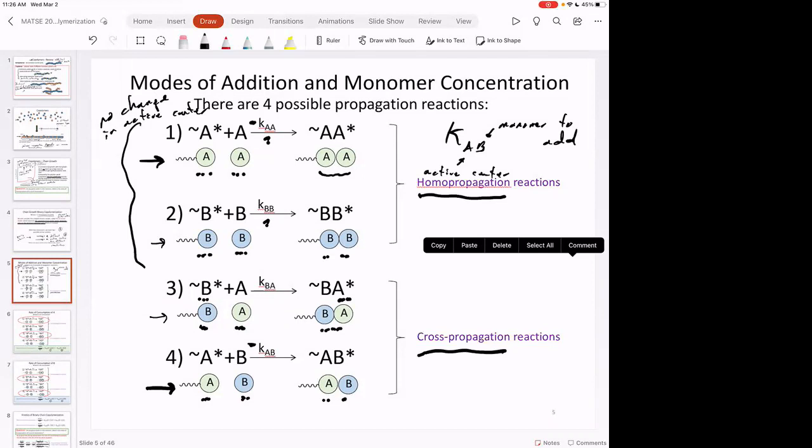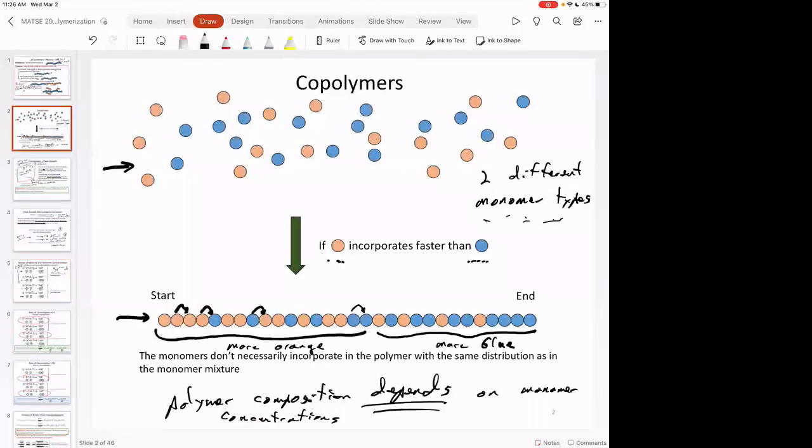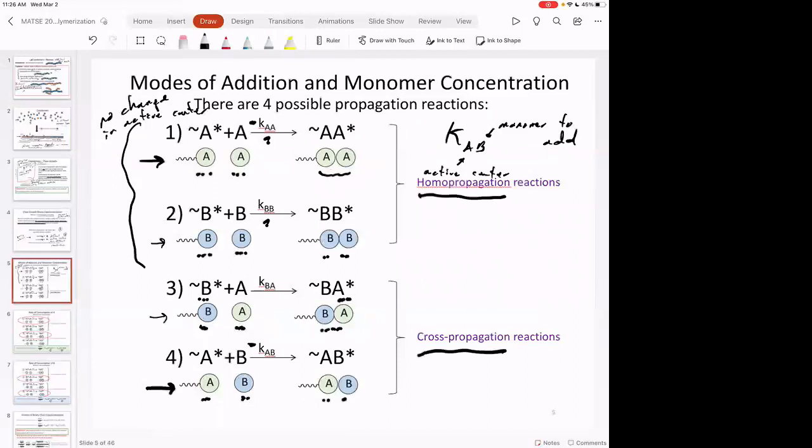And we're only going to cover a mixture of 2 monomers. Remember the physical situation, a mixture of 2 monomers making a polymer. What is the composition of that polymer? And we're going to relate what's up here, or our monomer mixture, to what winds up in the polymer by analyzing these rate constants.